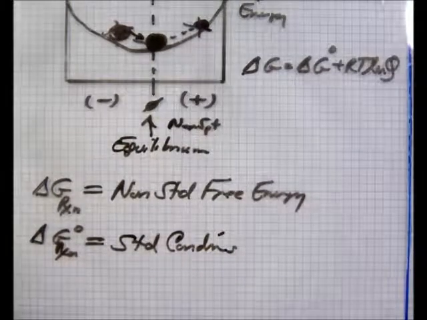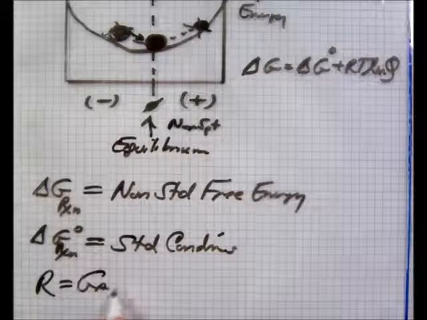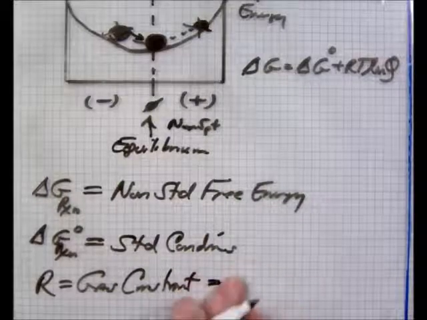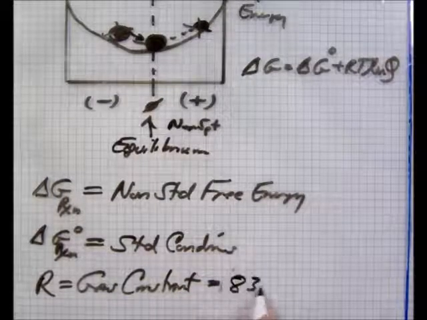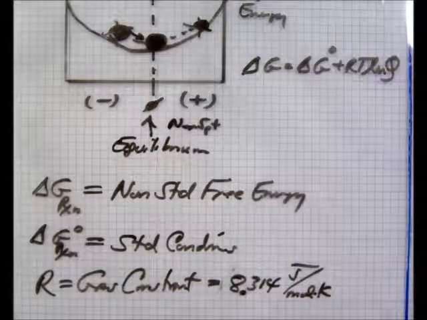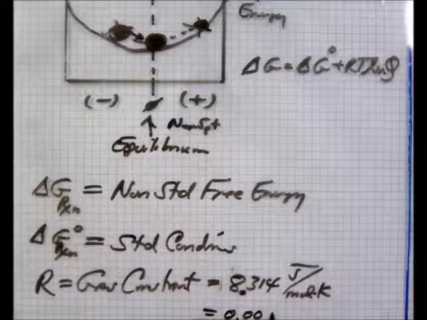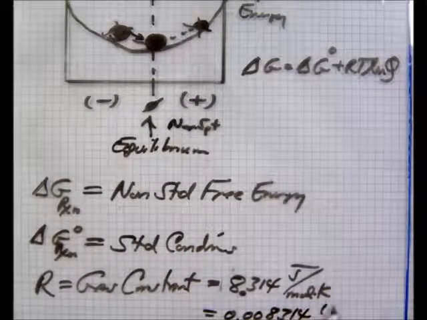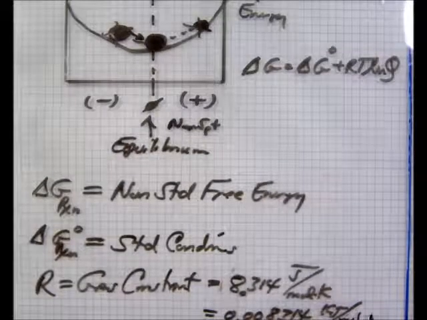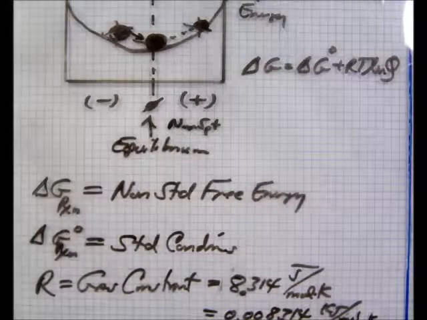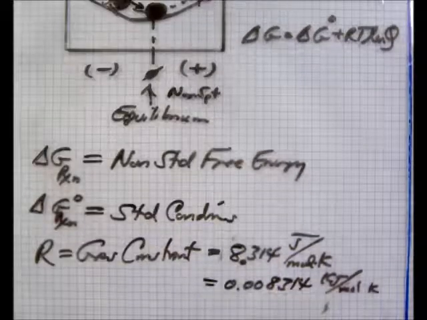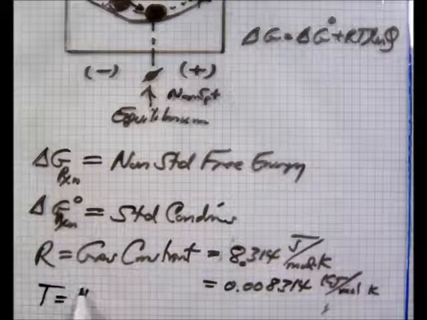R is the gas constant, and is 8.314 joules per mole Kelvin. But when you use this, you'll probably use 0.008314 kilojoules per mole Kelvin, because you want your delta G to come out in kilojoules. It's like a heat, an energy number. And T, of course, is temperature in Kelvin.